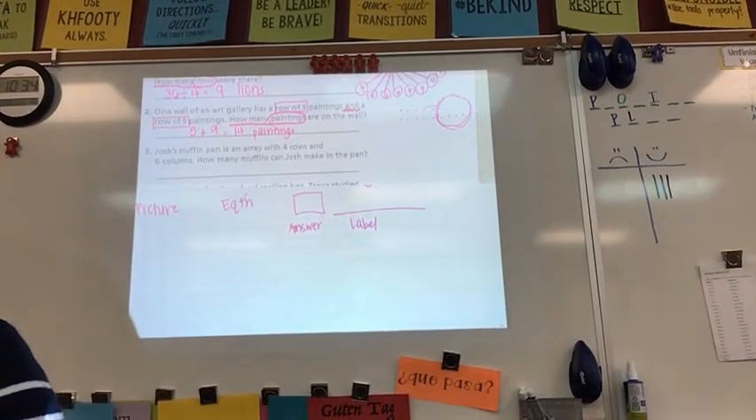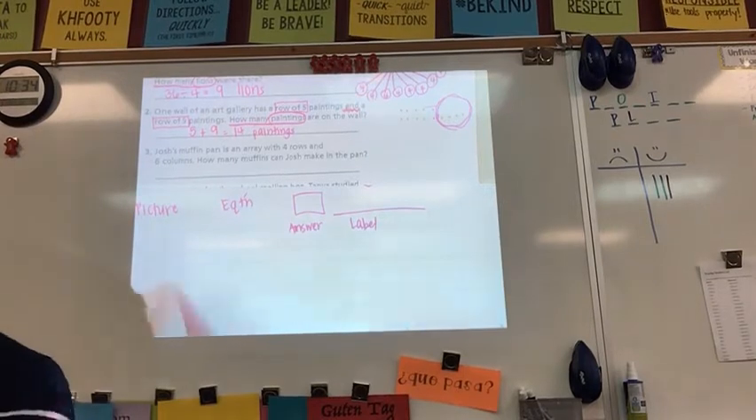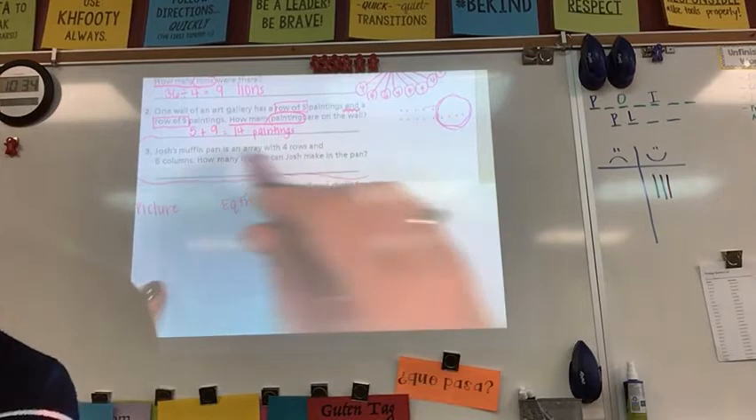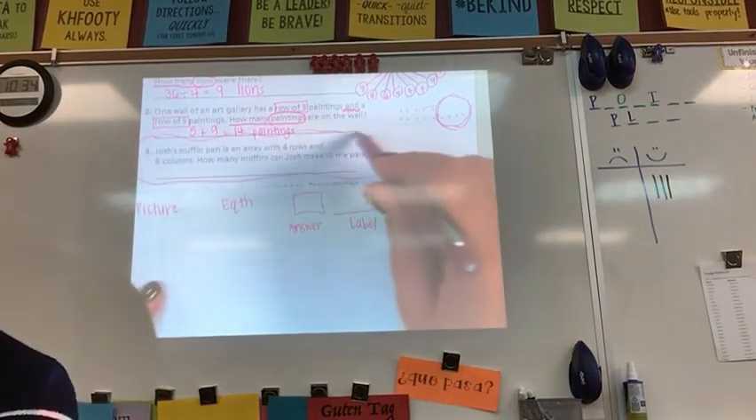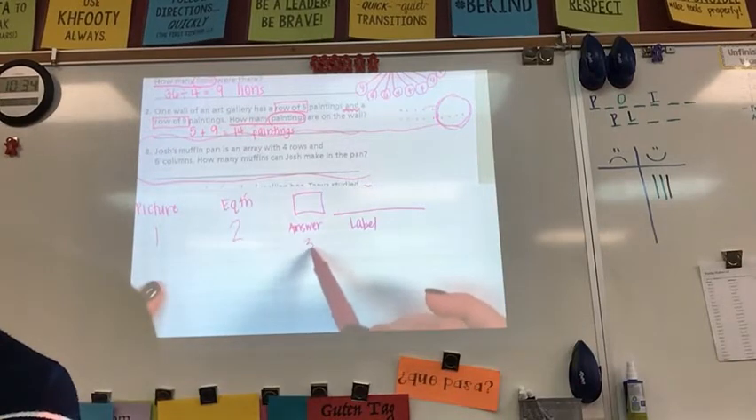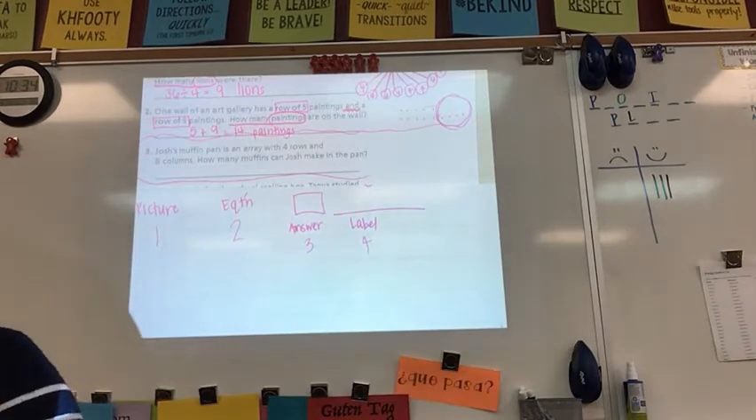Since we've done 2 practice problems, and this one literally tells you what type of picture to draw, this one's on you. So I want you to think about your key information. What do you know? What are you trying to find? And get your 4 things, your picture, your equation, your answer, and your label all listed for this problem. You've got 3 minutes on the clock. Best of luck to you.